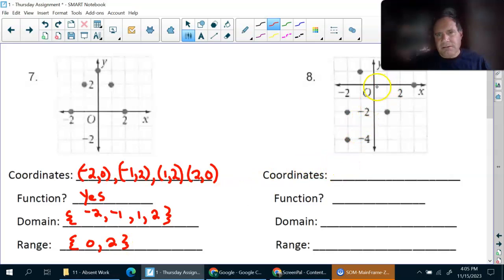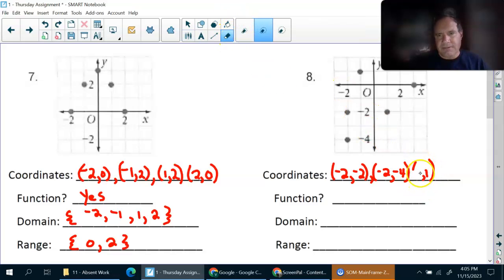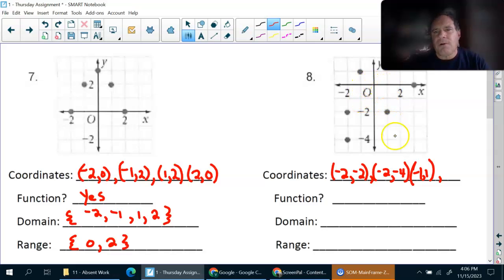All right, the coordinates here, we're going to start with negative 2, negative 2. Then we're going to go to negative 2, negative 4. We're going to go 1 to the right, negative 1, and then 1. Let me erase that because it does look like a 7. And then we have a 1, negative 2. And then the last one I'm going to squeeze in there is 3, 0.